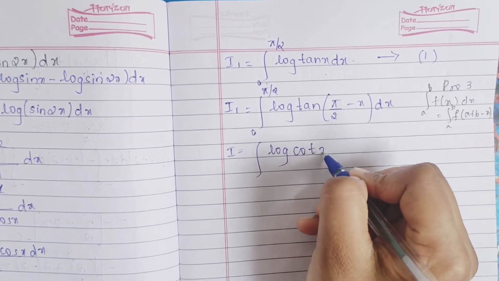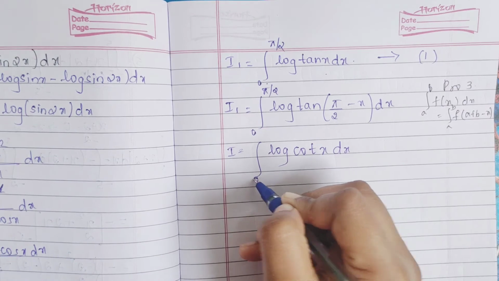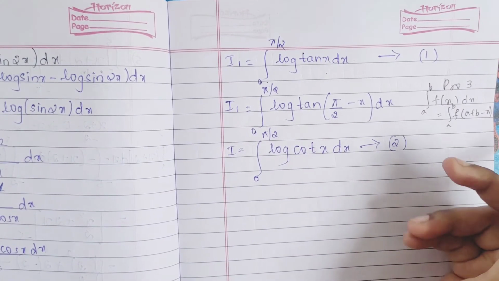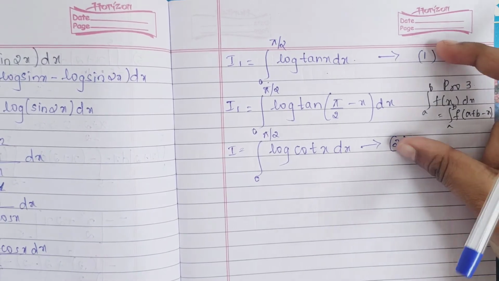Cot x dx, and the integral is from 0 to pi by 2. So you can take this as equation 2. Whenever we are applying this, what I have said is that we should add your equation 1 and 2.